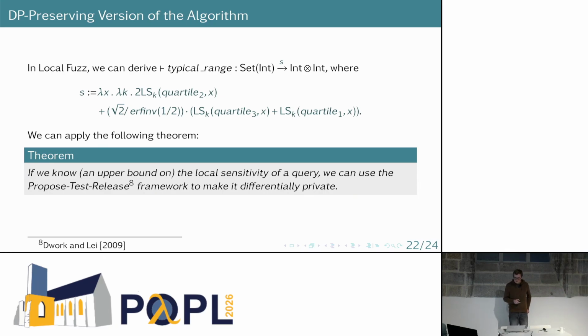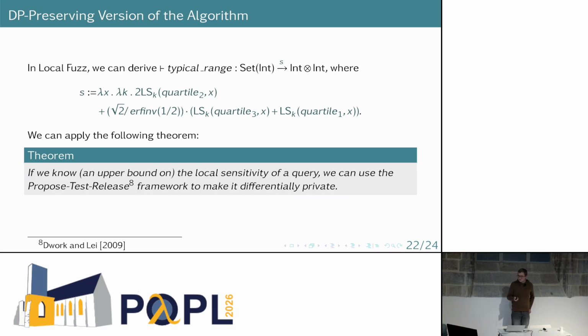But what is most important to notice is that it is finite, whereas in Fuzz, the best we could write for even the quartile would be infinite. And now what we can do is apply any framework we want that takes a query and a local sensitivity bound as input and gives you back a new query that behaves almost exactly the same, apart from adding some noise to it, and you get back a privacy-protecting version of it.